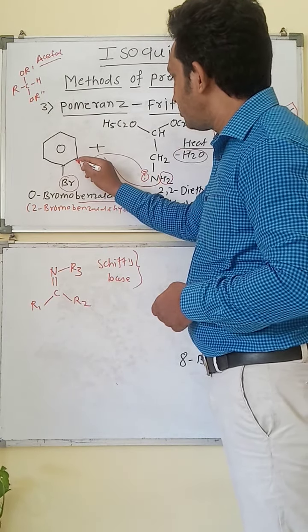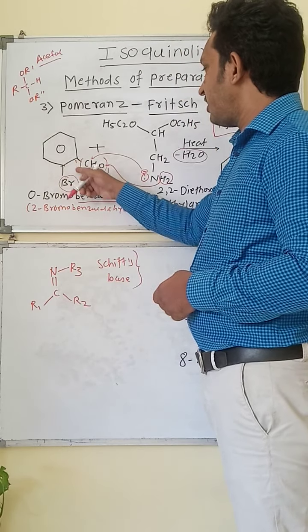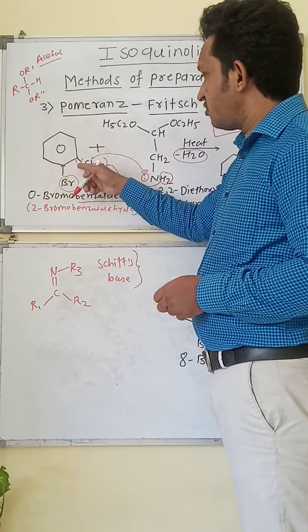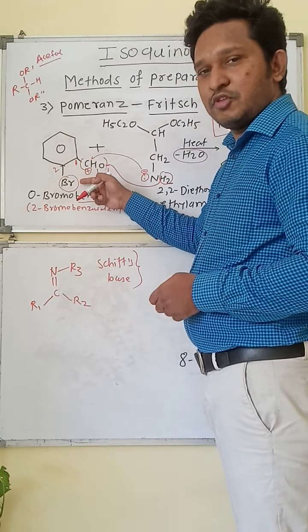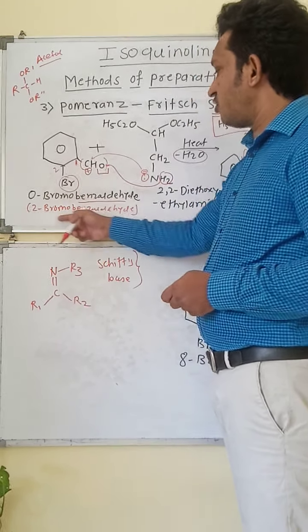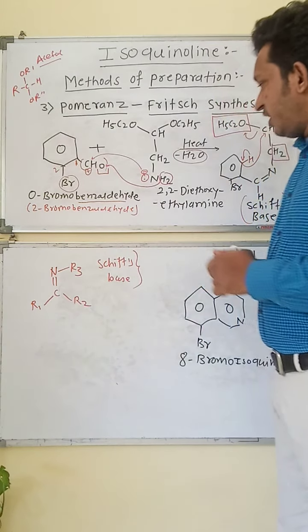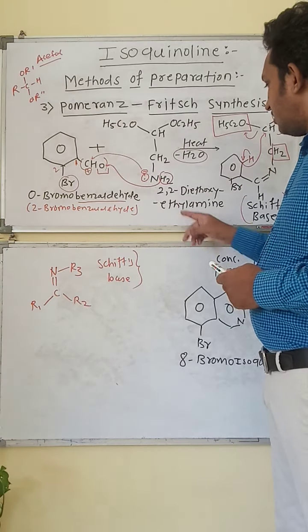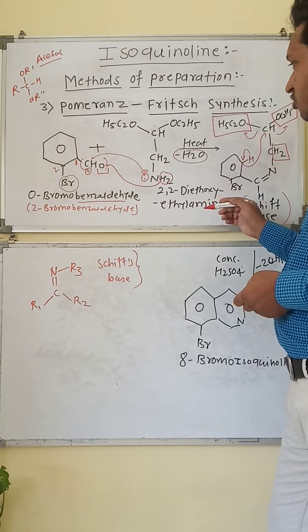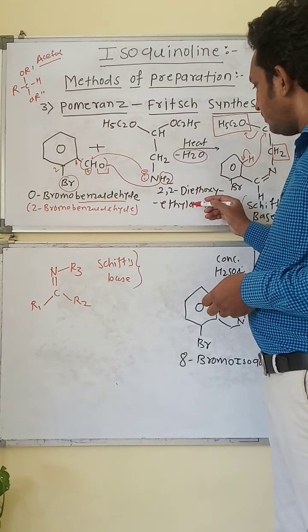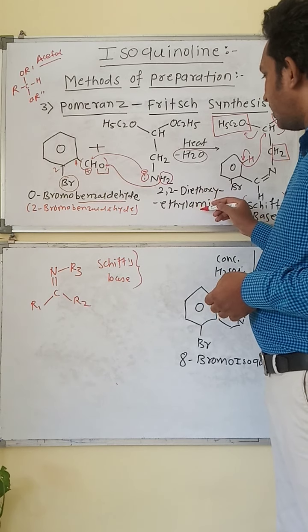Suppose we consider the ring carbon attached to the aldehyde group as the first carbon, and this is the second carbon. There is a substitution of the bromine group, so it is called 2-bromobenzaldehyde. Okay, when it reacted with 2,2-diethoxyethylamine.